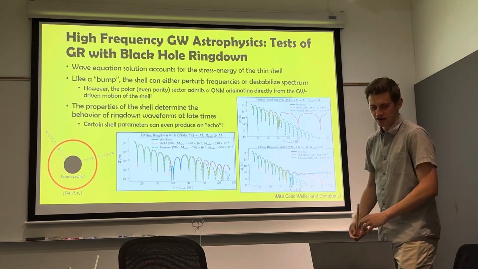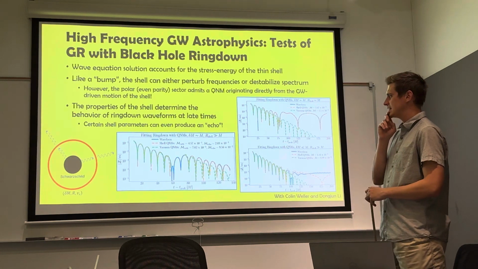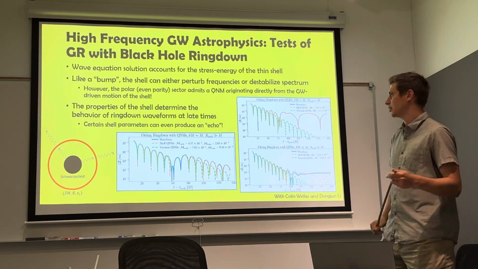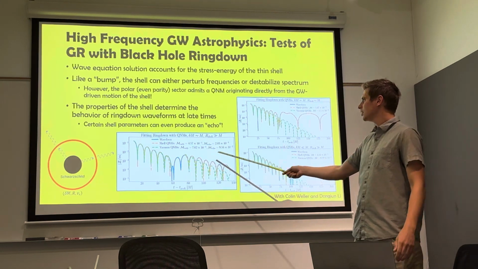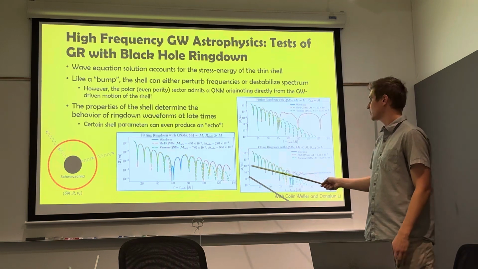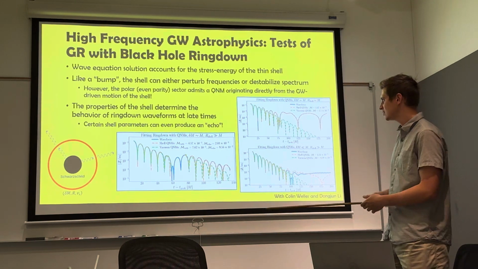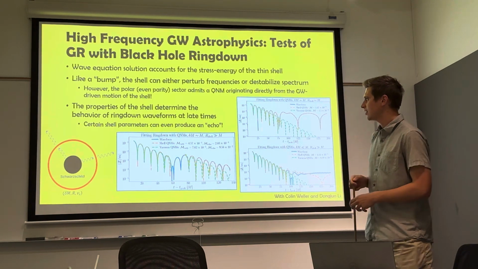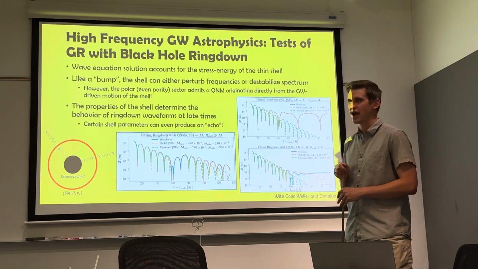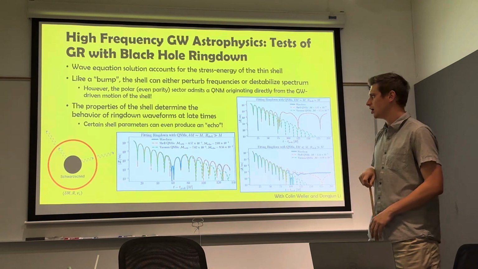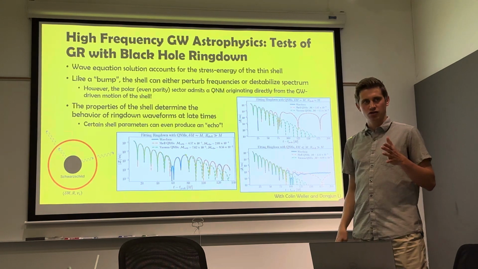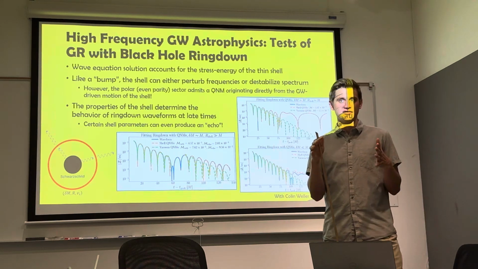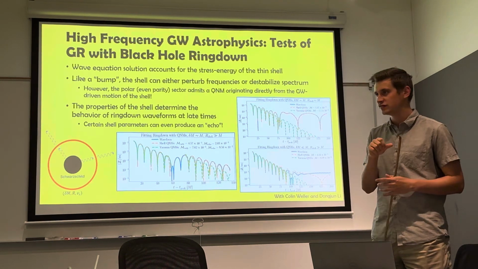Finally, if I make a different choice of shell parameters, so if I have some large mass shell at some very large radius, combining these two sets, I can actually see that this shell can source an echo in the gravitational waves. So the shell itself can actually be slightly reflective to the gravitational waves. Some can bounce back off of it.